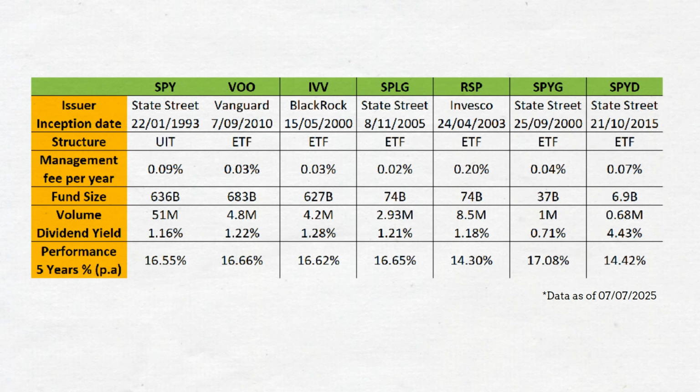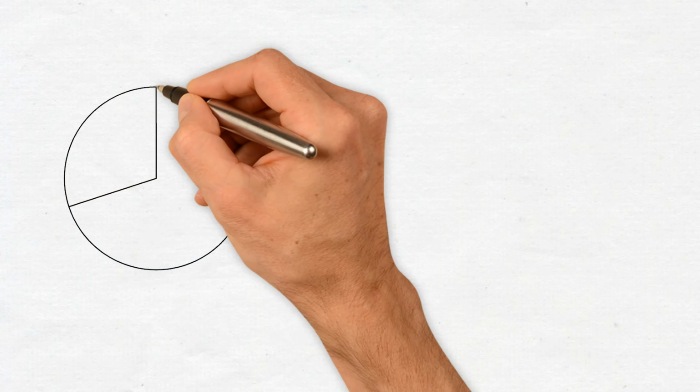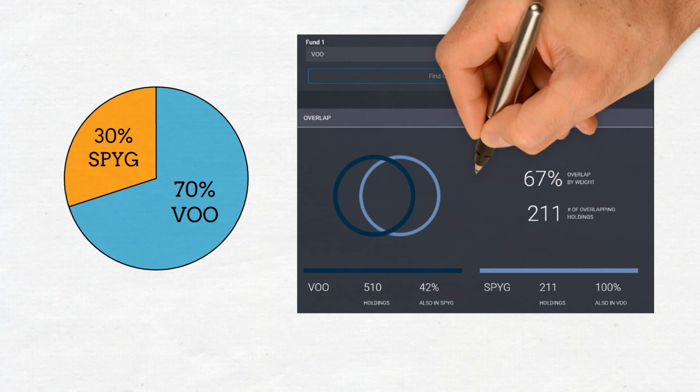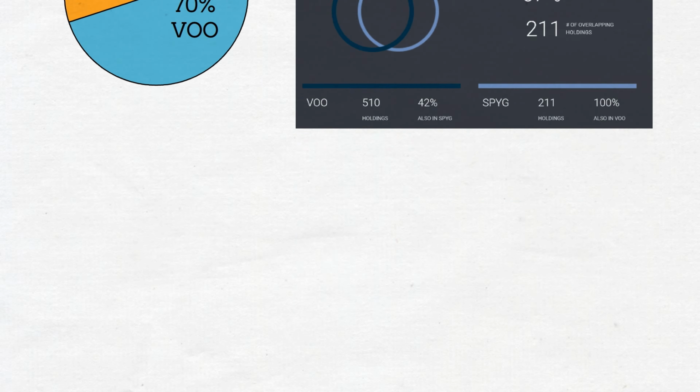A common portfolio strategy involves primarily holding a core large-cap ETF like VOO, while allocating a portion to a factor-based ETF. For example, using a 70% VOO plus 30% SPYG allocation can increase exposure to the growth factor. However, it's important to note that SPYG and VOO have a high holdings overlap of up to 67%, which can lead to overconcentration in the same stocks, increasing overall volatility and risk.